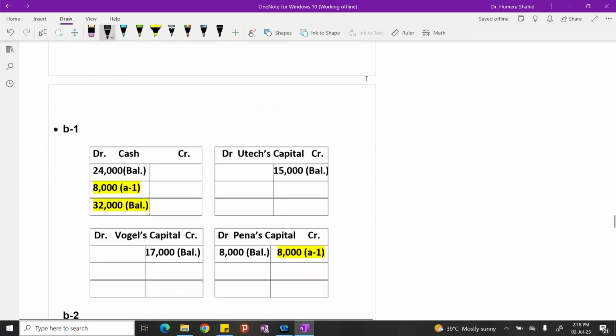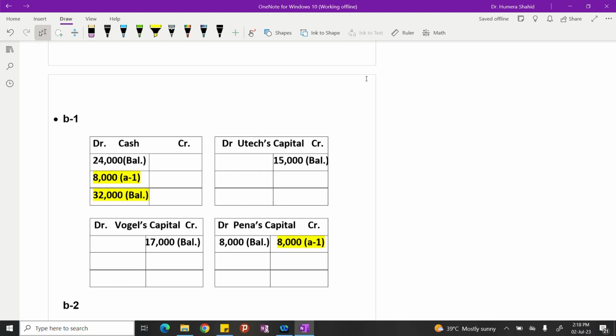I made these T accounts which I just drew upward for you. So if you see over here, this is the cash account. This is PINA's account. This is Vocal account and this is UTEC. Nothing happened to UTEC, nothing happened to Vocal. Their capital balances remain the same.